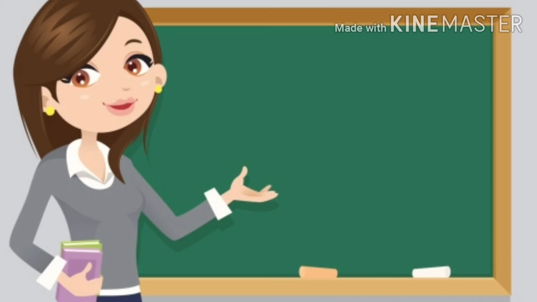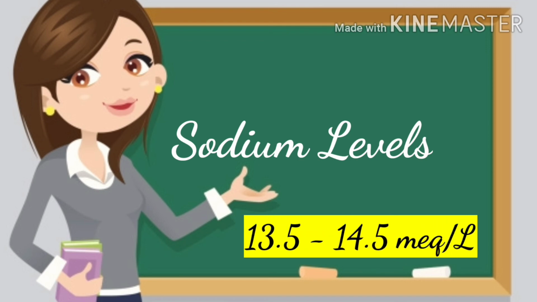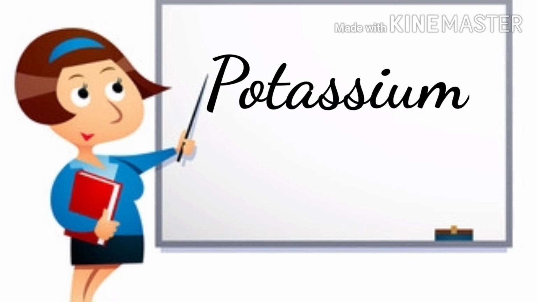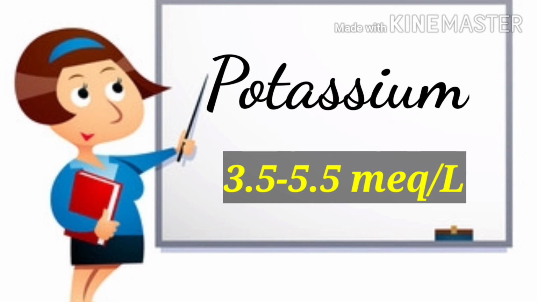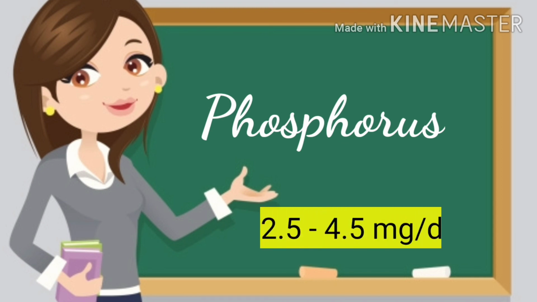Now we'll go with the electrolytes. First one is sodium. Normally, sodium is 135 to 145 milliequivalent per liter. Abnormally low or abnormally high levels of sodium may determine the kidney problem. Next comes the potassium. Normal level of potassium is 3.5 to 5.1 milliequivalent per liter. And phosphorus. Normal level of phosphorus is 2.5 to 4.5 milligrams per deciliter.